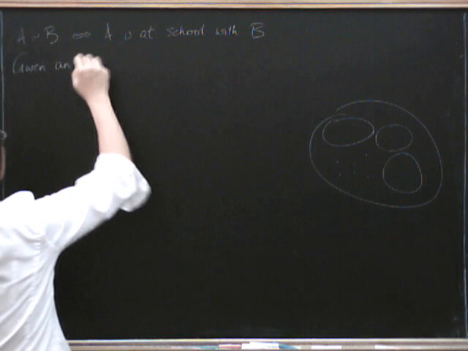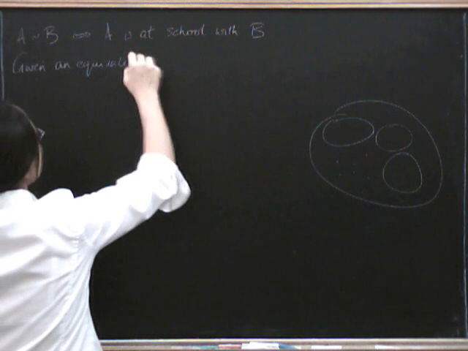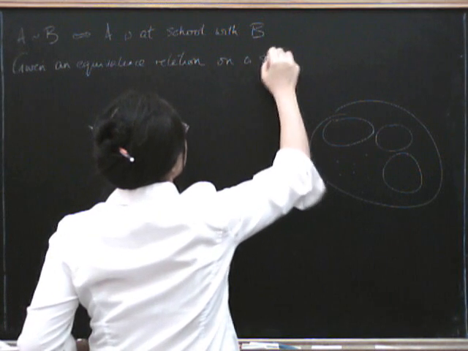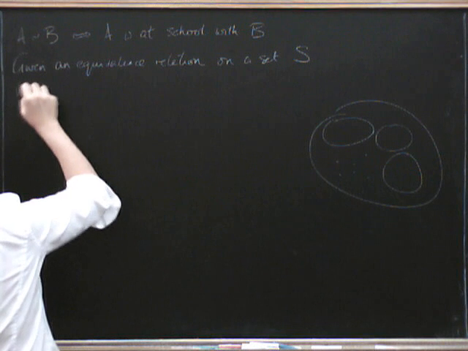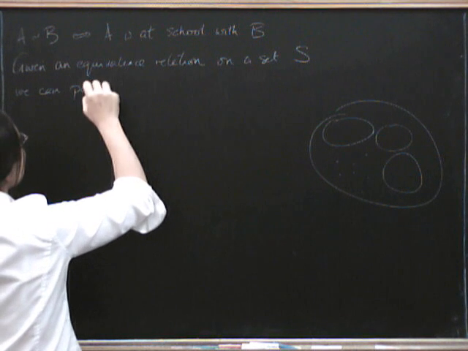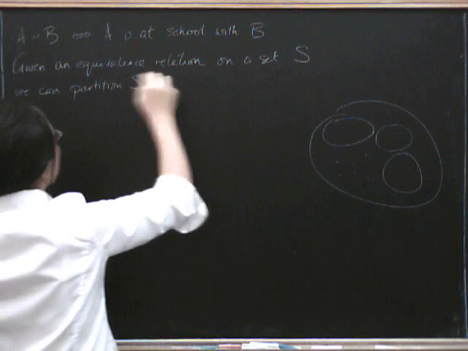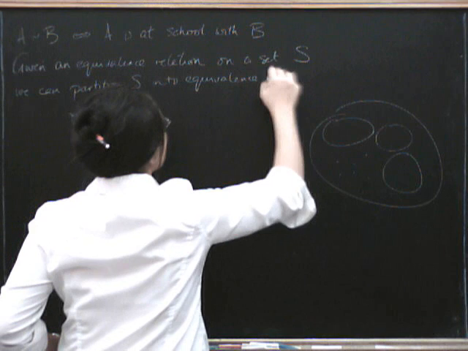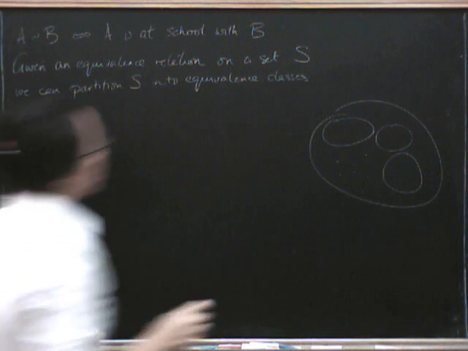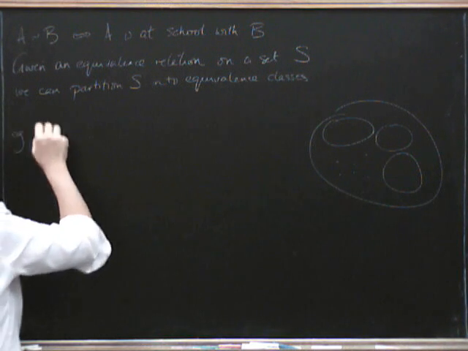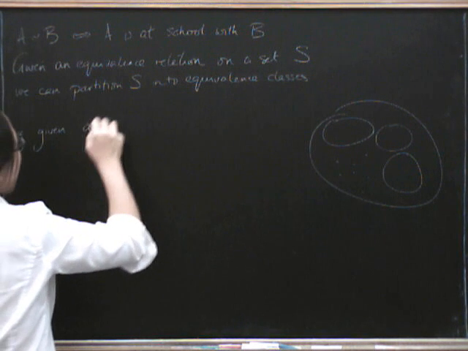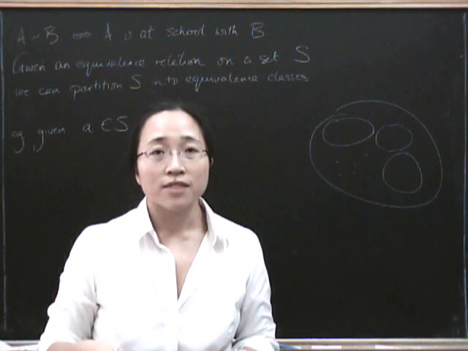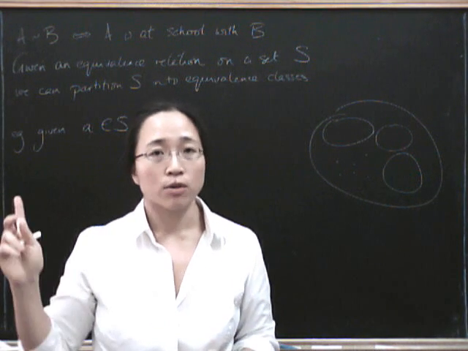So the idea is that given an equivalence relation on a set S, we can partition S into equivalence classes. So, for example, given some element, let's say A, in S, the equivalence class of A is all the elements of S that are equivalent to A under this equivalence relation.